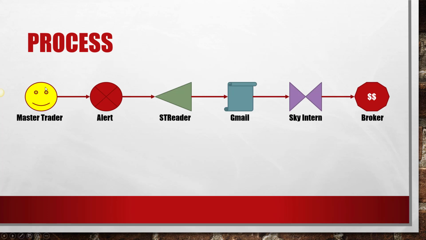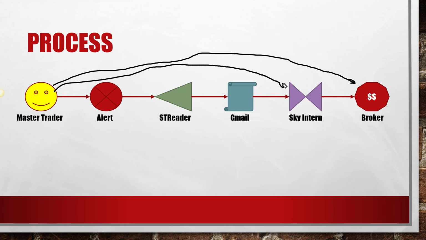A lot of people think that from the master trader to the execution it's instantaneous, that as soon as the master trader sends an alert, it should automatically execute. This is quite false. The master trader could take 1-2 minutes to place the trade, and then there is all the time it takes to go through this process.